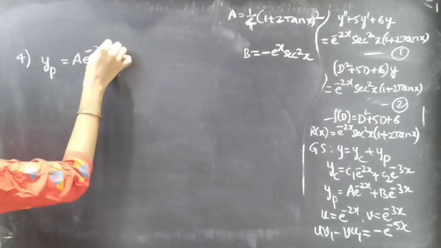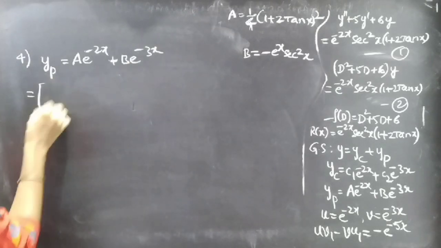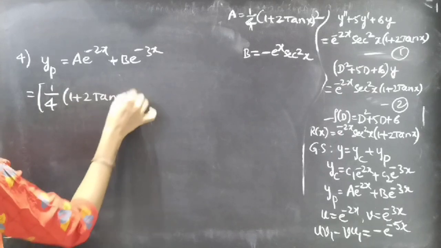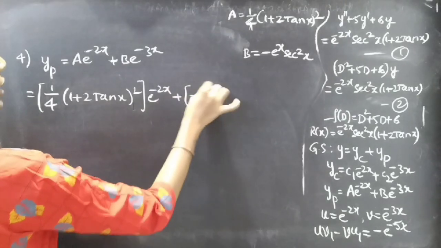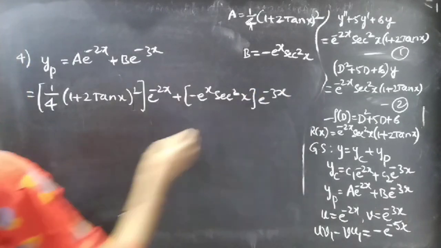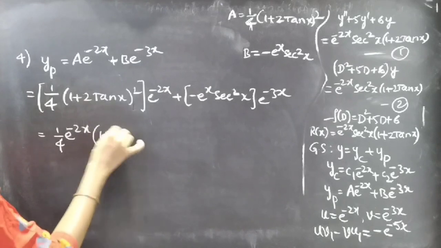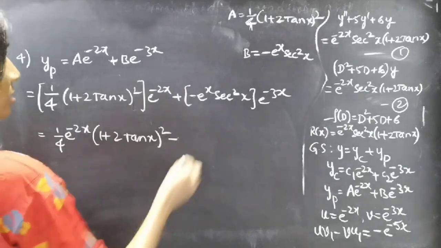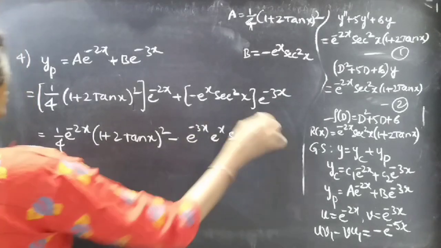Now, coming to yp, yp is given by a e power minus 2x plus b e power minus 3x. Just substitute a and b here. We have a, 1 by 4 of 1 plus 2 tan x whole square, into e power minus 2x, plus b, minus e power x secant square x, of e power minus 3x. This gives us 1 by 4 e power minus 2x of 1 plus 2 tan x whole square plus, into minus, minus e power minus 3x into e power x secant square x.